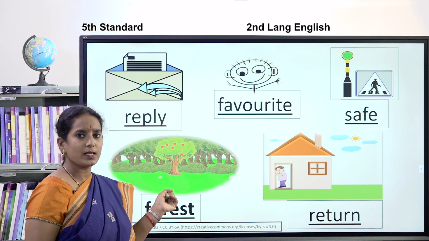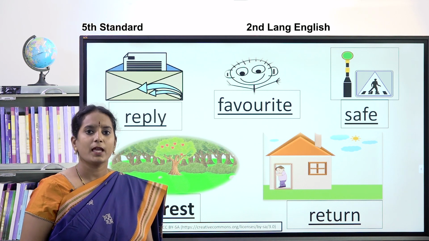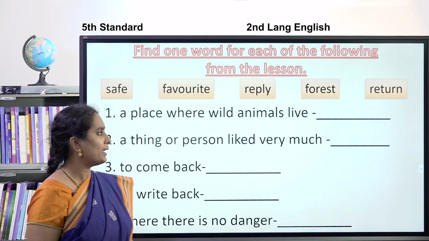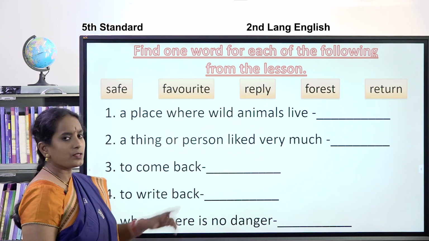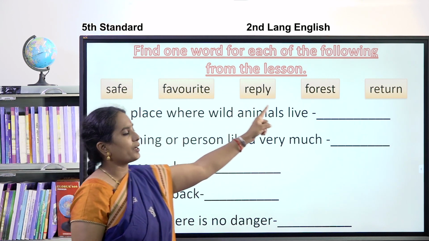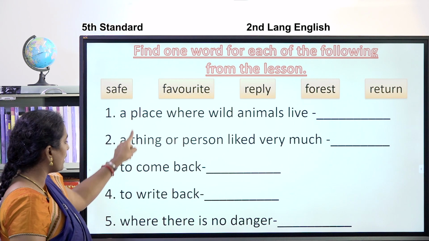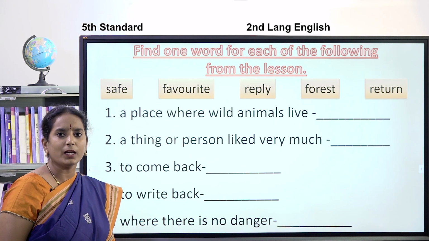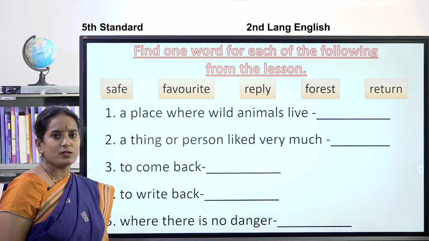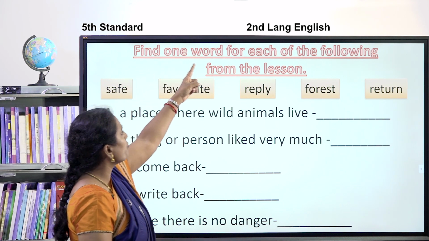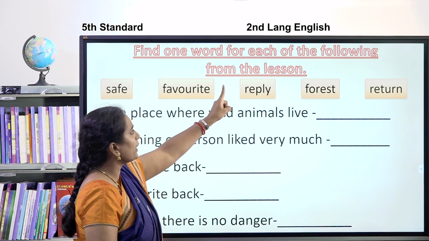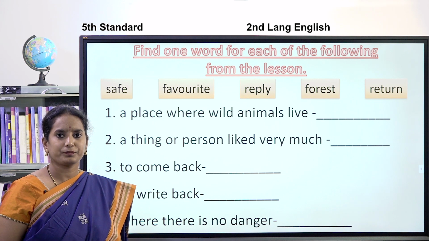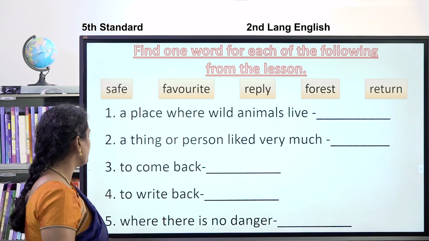These are the answers. I am going to show you questions and you will have to find out the right answer. Now, let's look at the activity. So, these are the words that we read out just now and here are the questions. And you will have to match the correct word to the sentence. So, the heading is find one word for each of the following from the lesson. Now, shall we start? I'll read the first question for you.